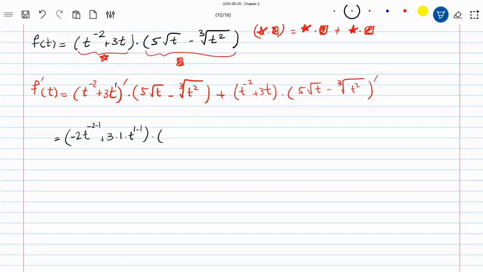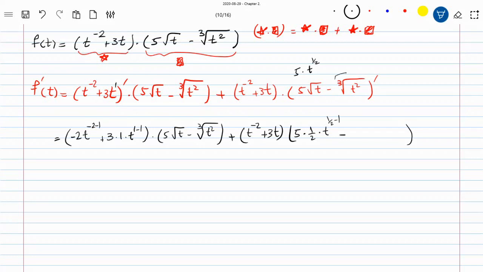By the way, there is no prime anymore because I already applied the derivative. Multiply by the second function, 5 square root of t minus cube root of t squared, plus t to the negative 2 plus 3t. These guys don't have any derivative. Now here is the part that you should be careful about. What is the derivative of 5 square root of t? Again, if you cannot take a derivative of square root of t, you can write it as t to the power 1/2 and then use the power rule. It's 5 times, drag down the exponent, 1/2, t to the power 1/2 minus 1. Subtract 1 from the exponent.